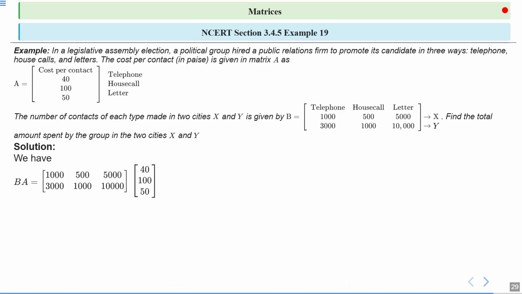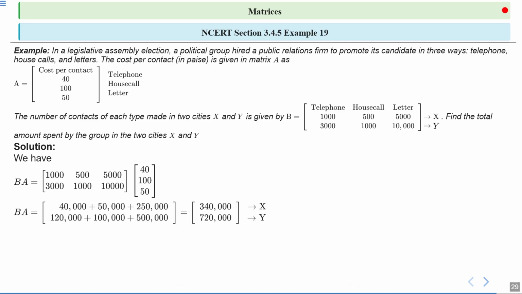So BA will be equal to [1000 500 5000; 3000 1000 10000] into [40; 100; 50]. After multiplication, we will get BA equal to 40,000 plus 50,000 plus 2,50,000. Next row is 1,20,000 plus 1 lakh plus 5 lakh, which is 3,40,000 after addition and 7,20,000 after addition, corresponding to X and Y. Clear?